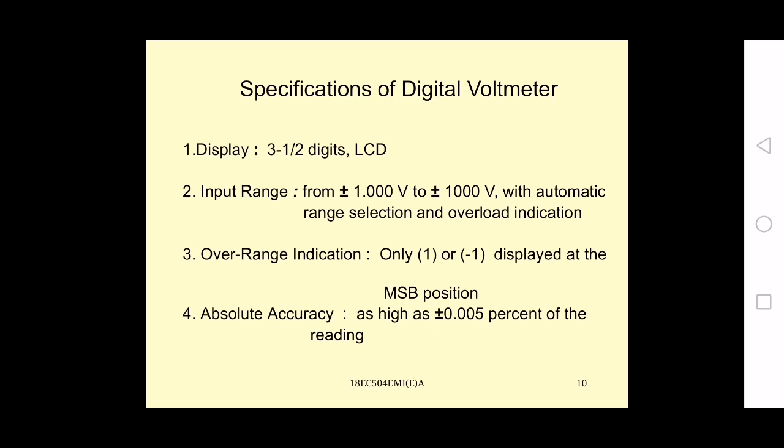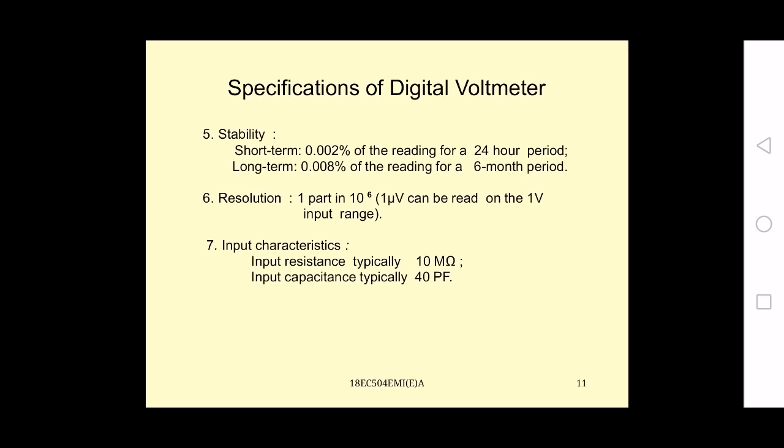And the absolute accuracy is as high as plus or minus 0.005% of the reading. And stability comes for short term and long term. Short term stability is for a short duration, long term stability is for a long duration. In that case you will have 0.002% of the reading for a 24-hour period, and for long term it will be 0.008% of the reading over a 6 month period.